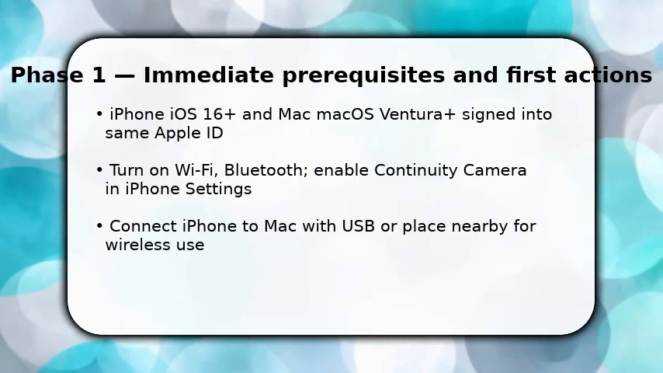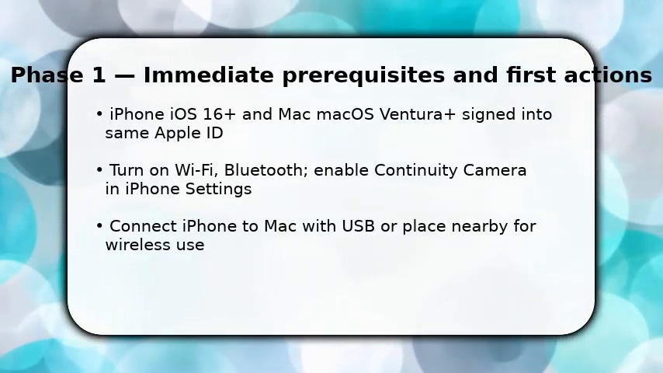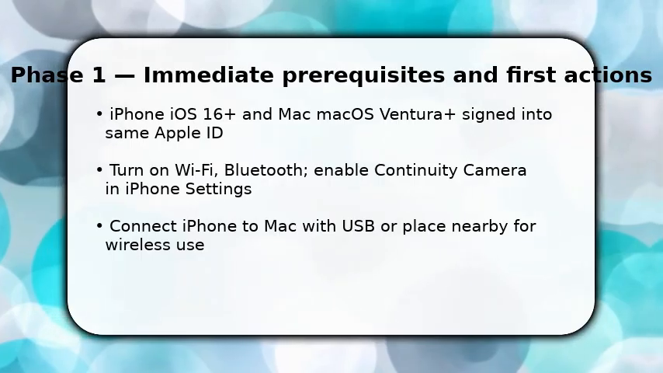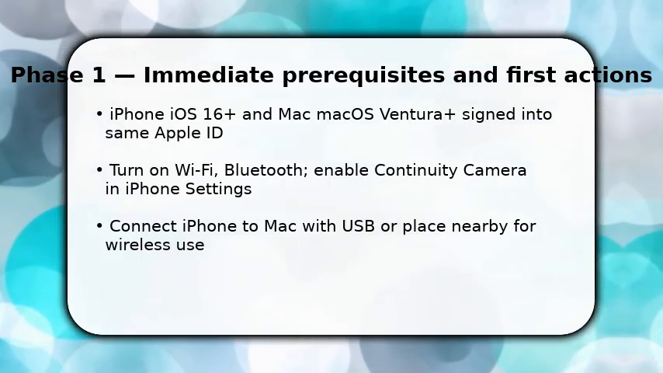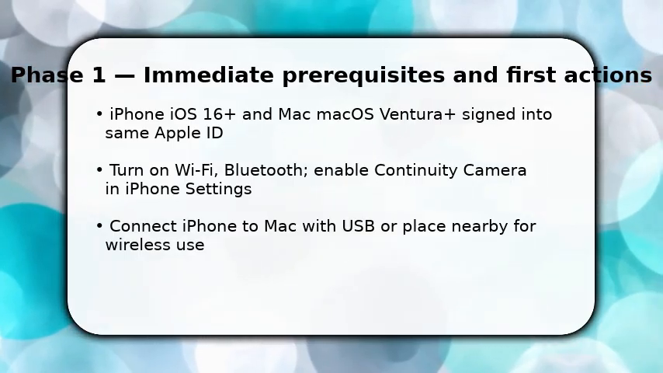You start by enabling Continuity Camera so the iPhone can act as a Mac webcam. On the iPhone, open Settings, General, AirPlay and Handoff, and enable Continuity Camera. Make sure Wi-Fi and Bluetooth are on.